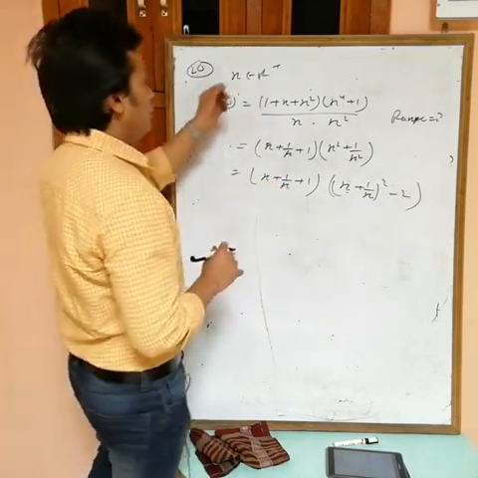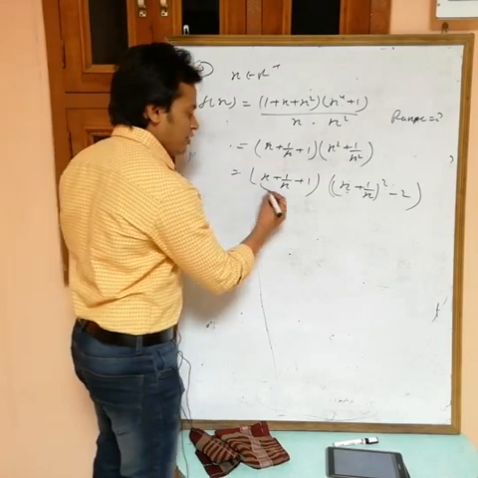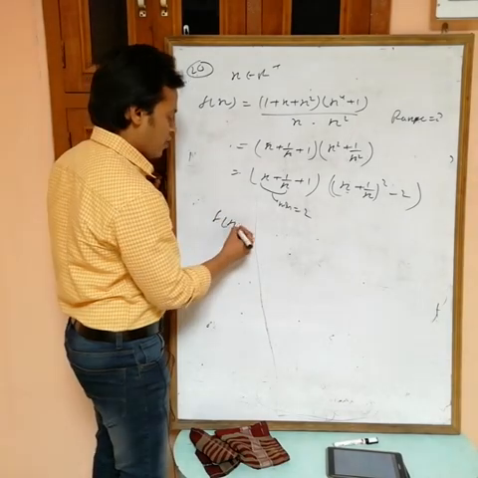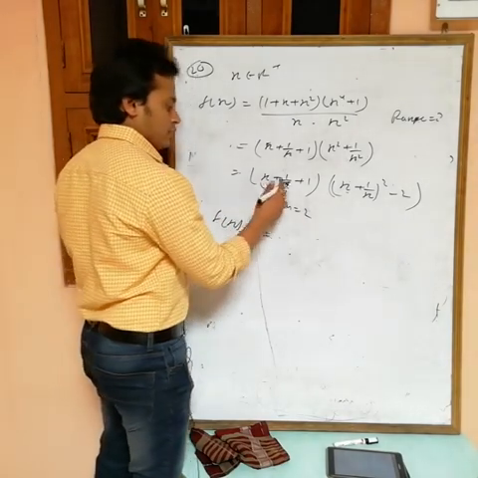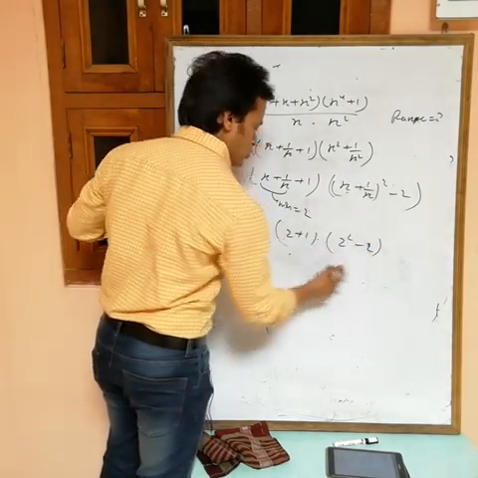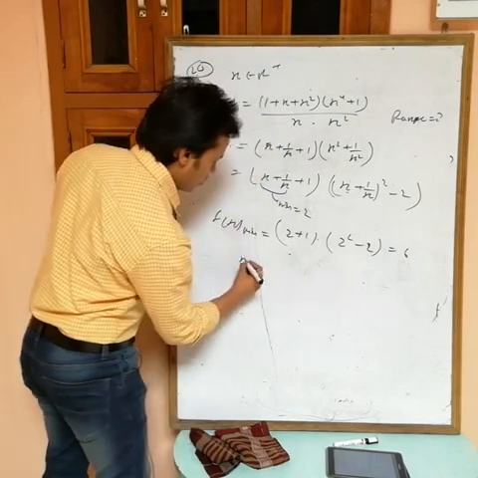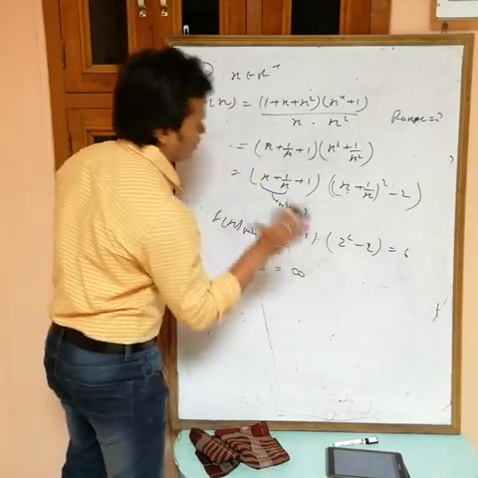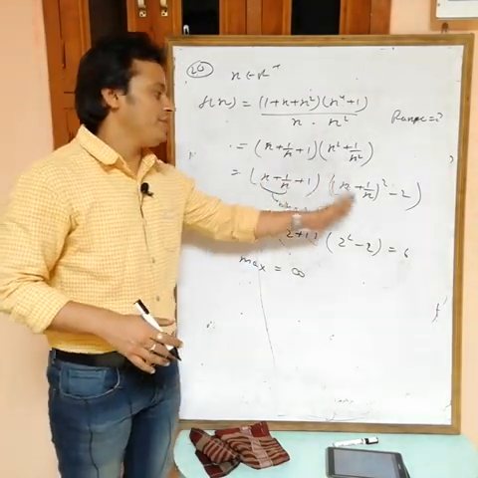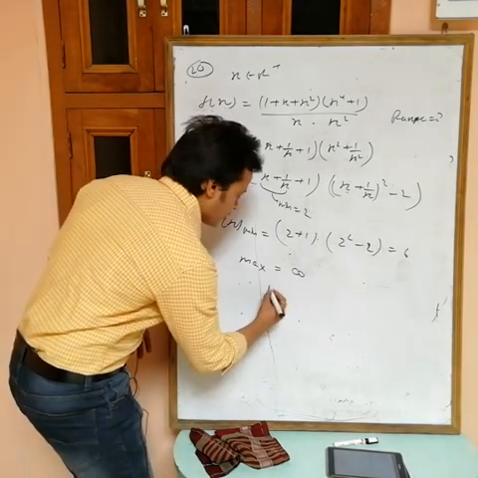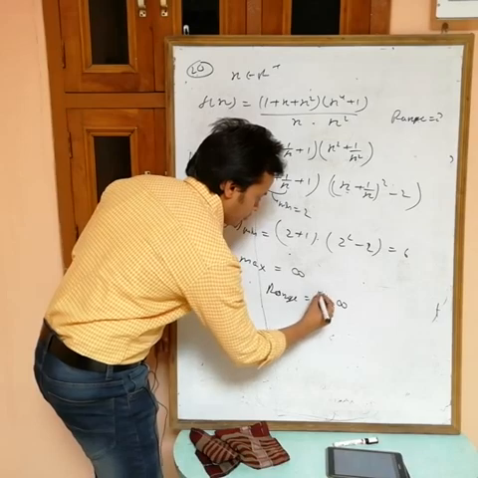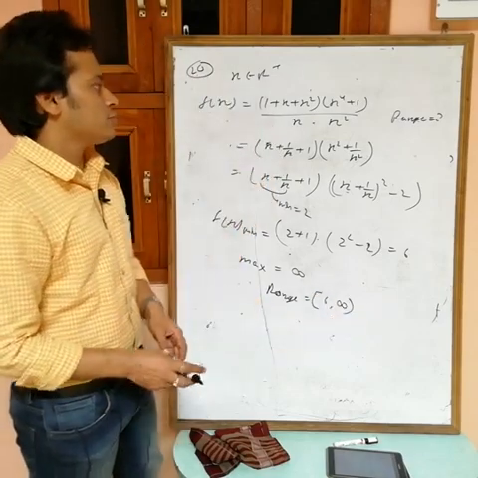Now we know that if x is positive, then the minimum value of x plus 1 by x is 2. So f x minimum value is equal to 2 plus 1, 2 square minus 2, 3 into 2, that is 6, and the maximum is equal to infinity, because the maximum value of this is infinity, so infinity plus 1, infinity square minus 2, obviously infinity. So the range is 6 comma infinity, 6 included, since at x equals 1 we get the value 6.